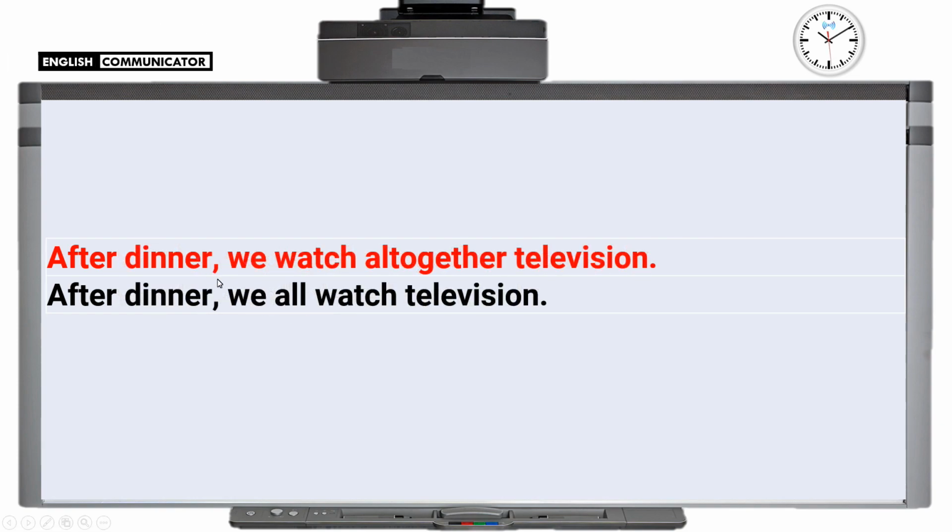After dinner, we watch all together television. Again, wrong. Like the last mistake. After dinner, we all watch television. We all watch television. "We watch all together television" is wrong. We all watch television.